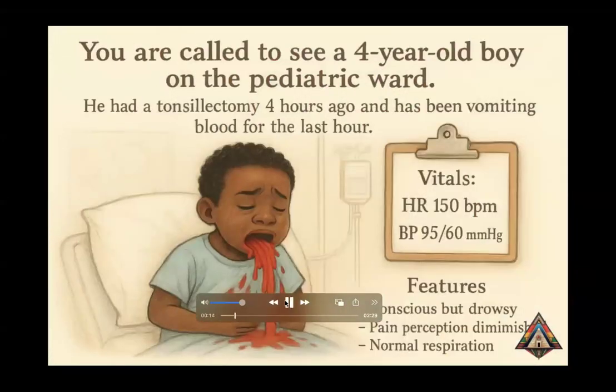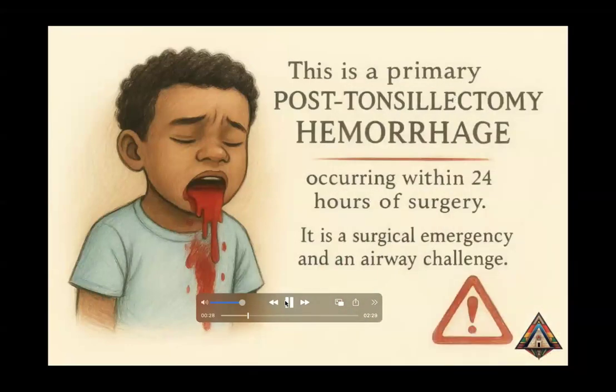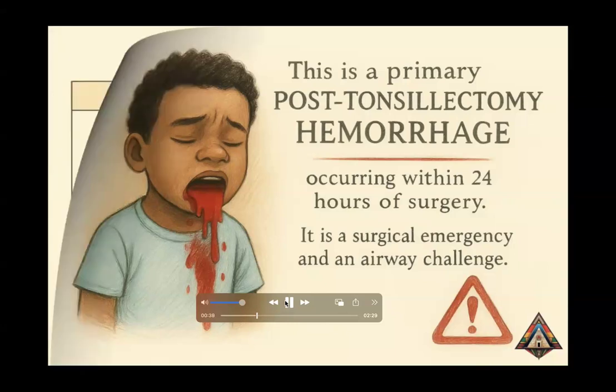You are called to see a 4-year-old boy. He had his tonsils removed 4 hours ago. Now he is vomiting blood. His heart rate is fast and his blood pressure is low. This means he may be losing too much blood. This is called primary bleeding. It happens in the first 24 hours after the surgery. It is a real emergency because the bleeding can block the airway and stop the child from breathing.